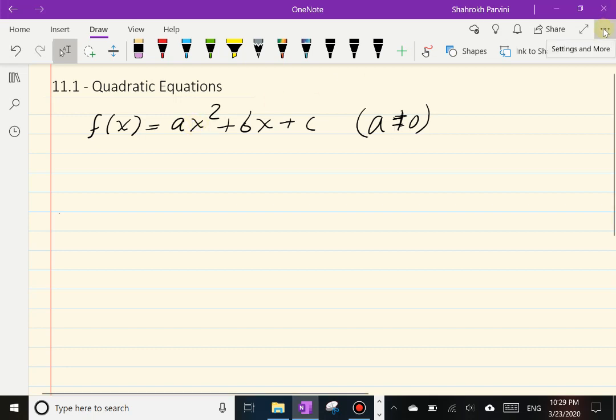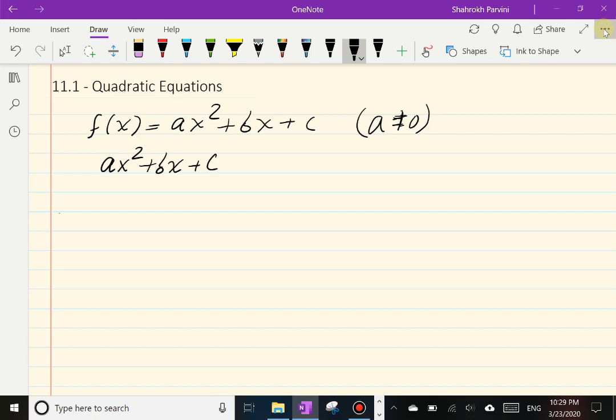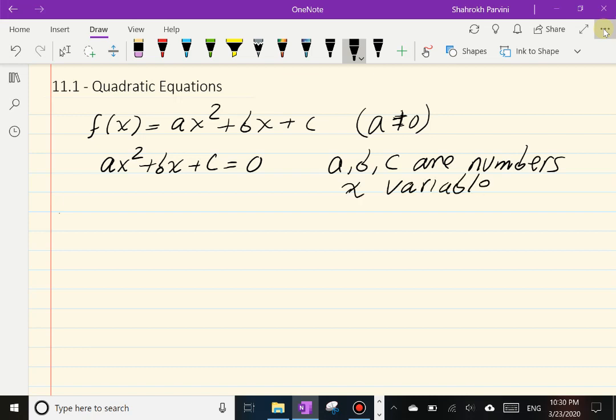Now, the quadratic equation that corresponds to this is given by simply ax squared plus bx plus c equals 0. All our equations, we set them equal to 0 before we solve them. So this is what the quadratic equation is. Now, if you recall, the a, b, and c are numbers, and the unknown is x. x would be what we call the variable, or the unknown.